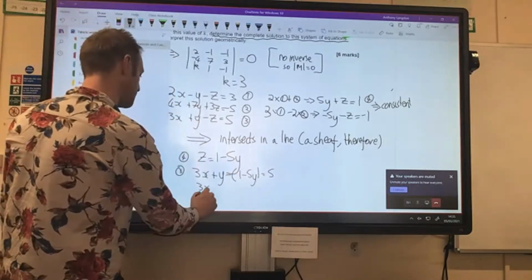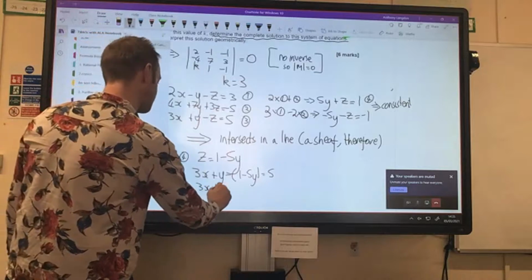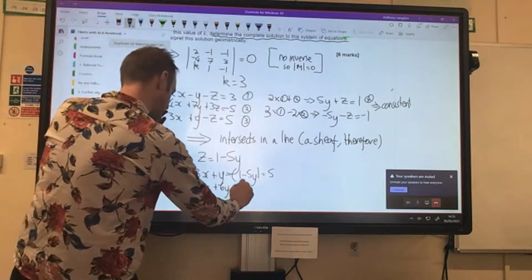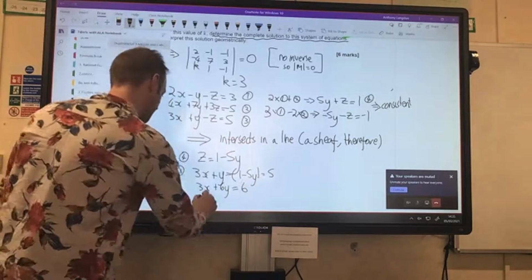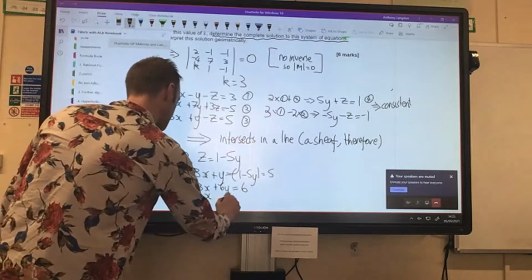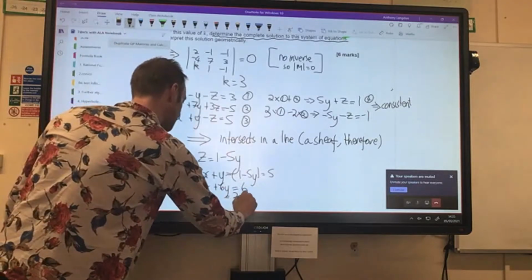Shout if you see a mistake, you've really got to be on the ball. 3x plus 6y equals 6. I mean, I'm more interested in getting the basic strategy here. So x equals, I think, 2 minus 2y.